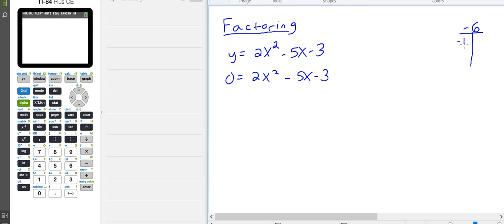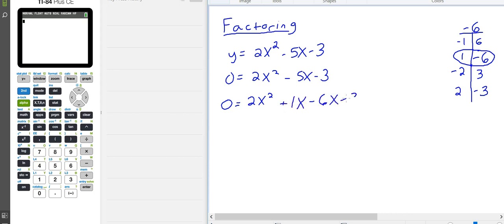Factors of -6 are -1 and +6, +1 and -6, -2 and +3, +2 and -3. The factors that add up to -5 are +1 and -6. So we're going to rewrite our equation as 0 is equal to 2x squared plus 1x minus 6x minus 3, because -5x is the same thing as plus 1x minus 6x. If you don't remember this, you could look back on the videos on factoring by grouping.